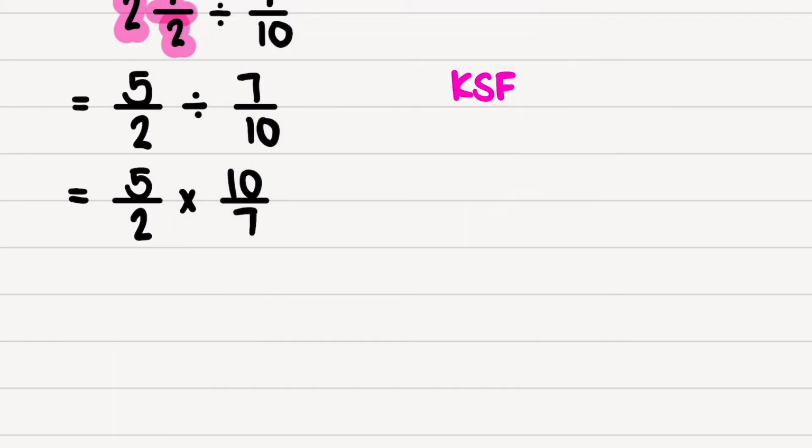Now, when it comes to simplification, I can see that I have a 2 and I have a 10, which can be simplified. So I'm going to say what goes into 2 and into 10? 2 goes into 2 once, 2 goes into 10 5 times. Now I'm going to multiply numerator with numerator, denominator with denominator. So 5 times 5 is 25 over 1 times 7, which is 7.